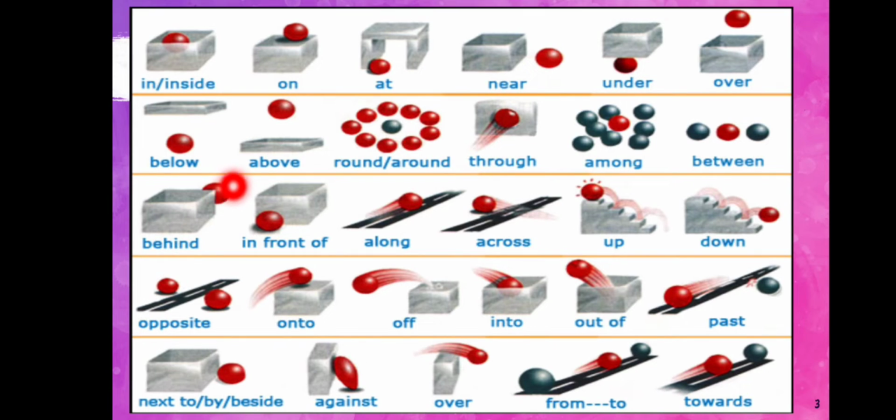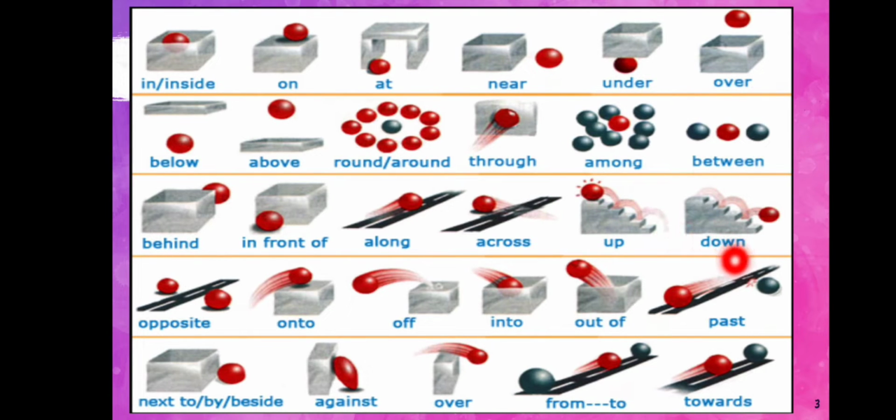Behind. Now the ball is just behind the box. Now the ball is in front of the box. The ball is along, right? It is going straight, going along the road. Here you can see the ball is across the road. The movement of the ball is across. Here you can see the movement of the ball is up. The ball is going up.